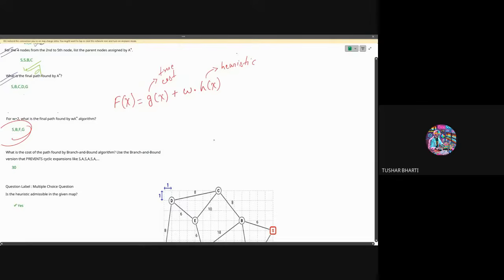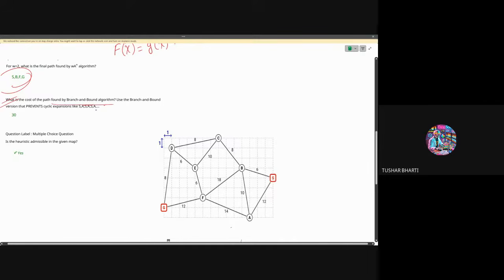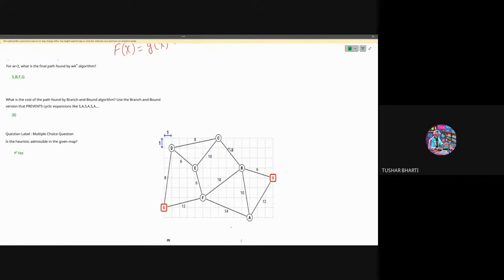So the next question is this. What is the cost of the path found by the branch and bound algorithm? I don't remember this algorithm, but this is how I find the answer: in the given graph, sometimes the question will mention prevent cyclic expansion, or sometimes this will not be mentioned.